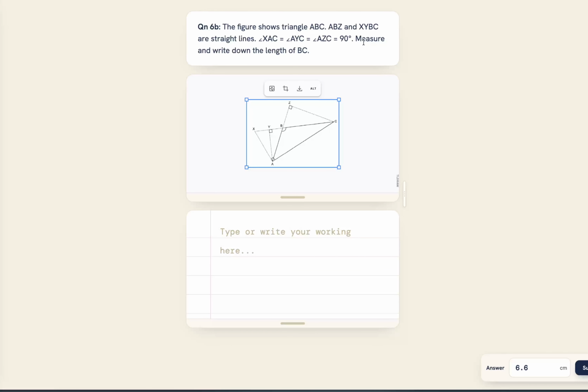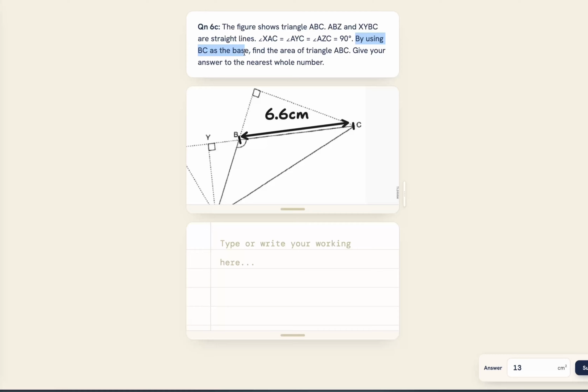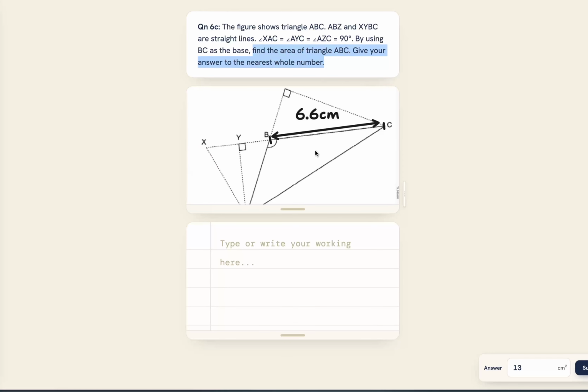So part B, measure and write down the length of BC. So BC over here, if you were to just measure on a straight line like this, if you have a ruler, this would then be equal to 6.6 centimeters, right? Go. And then for question 6, part C, by using BC as the base, that's how you see over here, find the area of the triangle, give your answer to the nearest whole number.